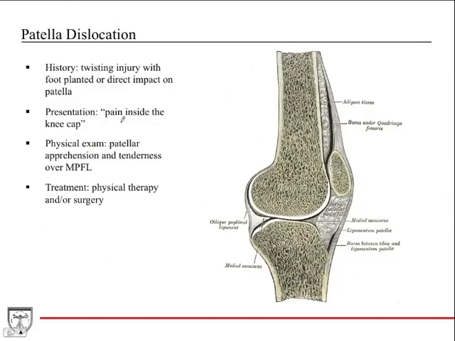So patella dislocation, so again, history here, twisting injury with foot planted or direct impact onto the patella. Presentation is going to be pain on the inside of the kneecap. This is a buzz phrase. It'll feel like they have pain on the inside here, almost where the bone's rubbing up against the femur. Physical exam, they're going to have patellar apprehension and then tenderness over the medial patellofemoral ligament. And so that'll be on the inner side, and they'll have tenderness over that ligament. Treatment is going to be physical therapy and/or surgery.